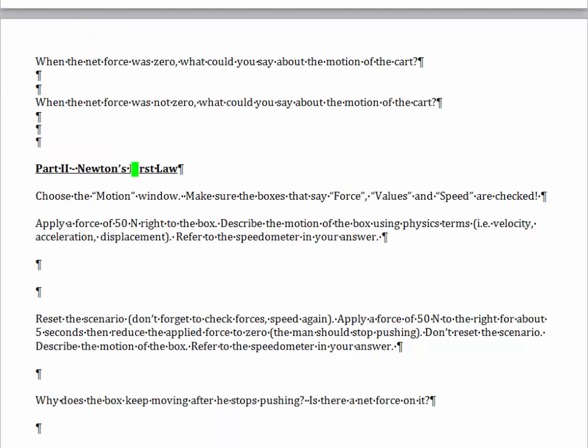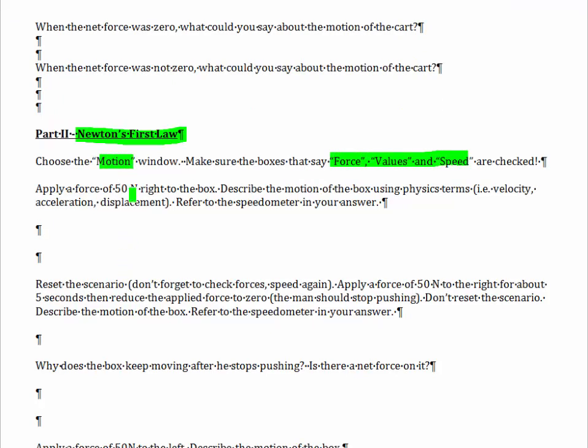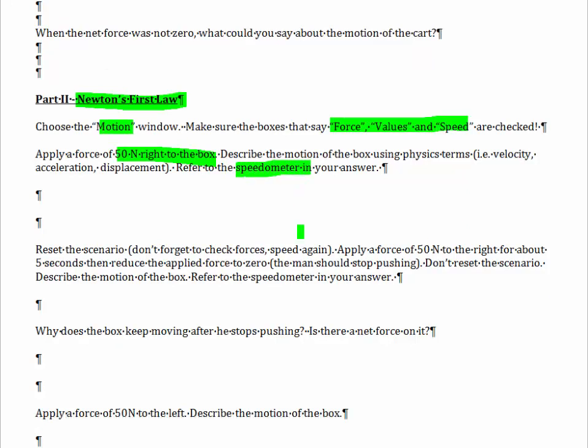Then what we're going to do is take a look at Newton's first law and realize that forces cause acceleration, and if there's no force, then there's not going to be any acceleration. And remember that the acceleration is going to cause a change in velocity. So we're going to go over to the motion window, make sure you check these boxes, and you're going to apply a force to a box and just describe what happens to it using words like velocity, acceleration, displacement. There's a speedometer for you to pay attention to.